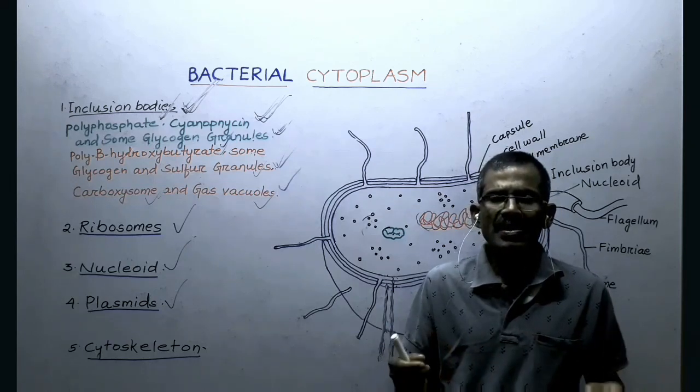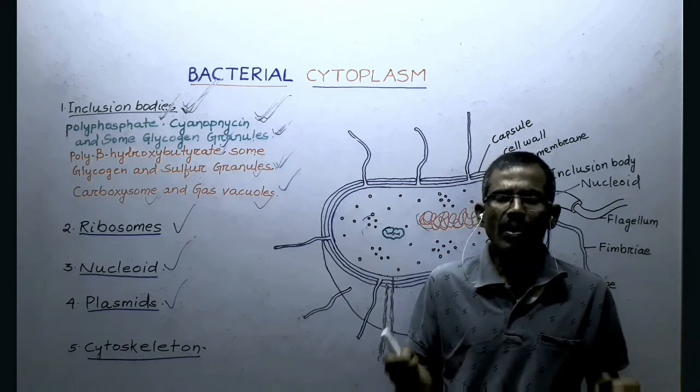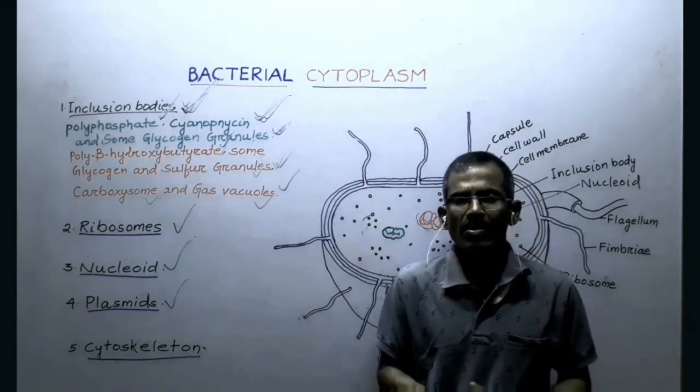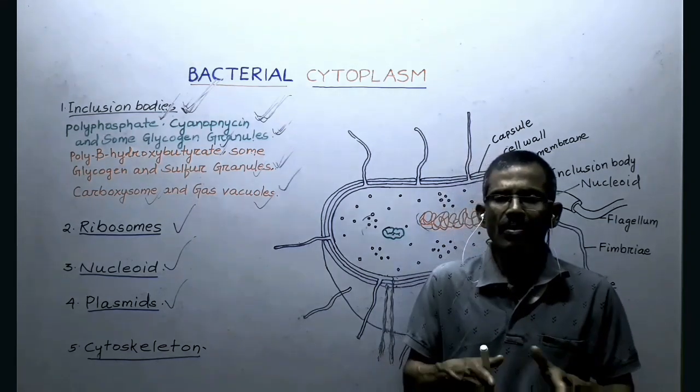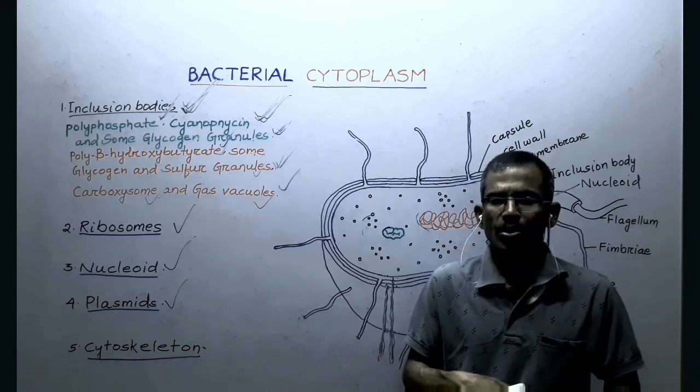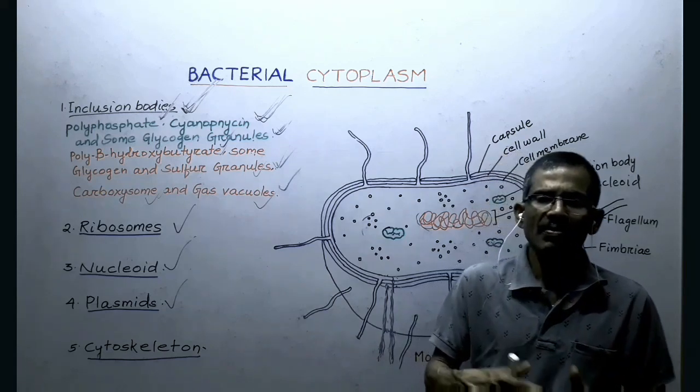Polyphosphate is a linear polymer of orthophosphate linked together by ester bonds. These granules are also called metachromatic granules because they show the metachromatic effect.